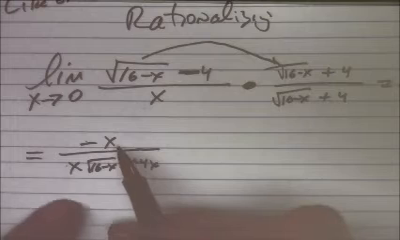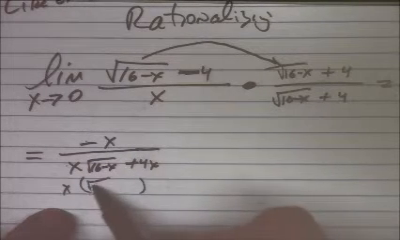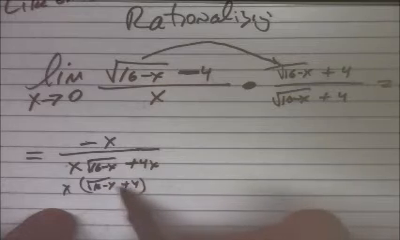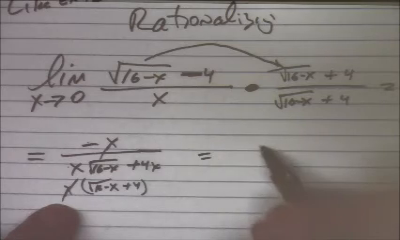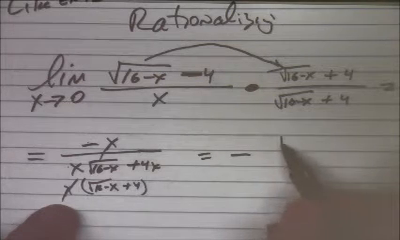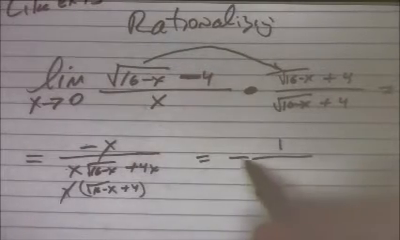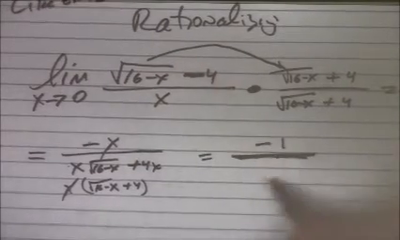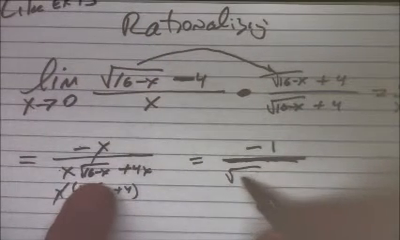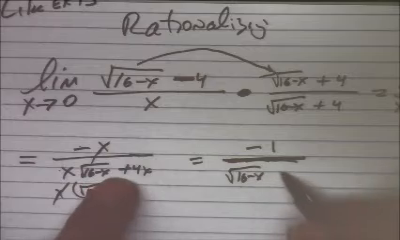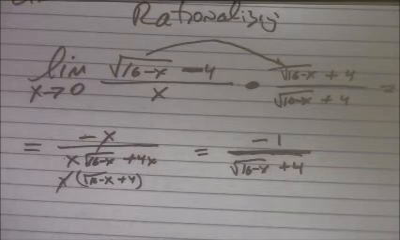And what we have here is like a common factor. If I take x out of both of these, square root of 16 minus x plus 4, then this x and that x cancel out. So what I have is a negative 1 over, and I'm going to put the negative on top for now, because it'll confuse things with the bottom. Here I have square root of 16 minus x plus 4, because I took the x out.